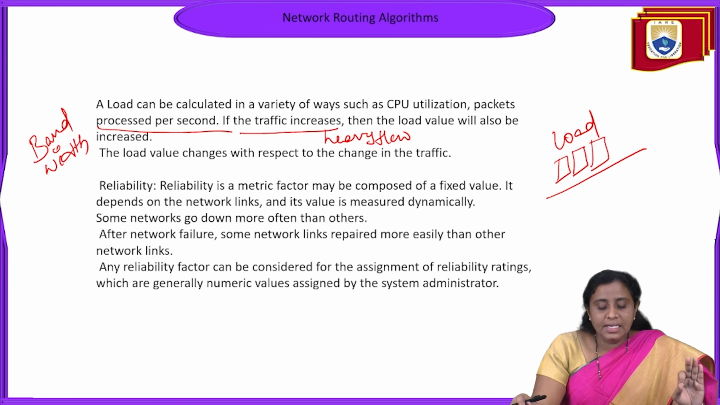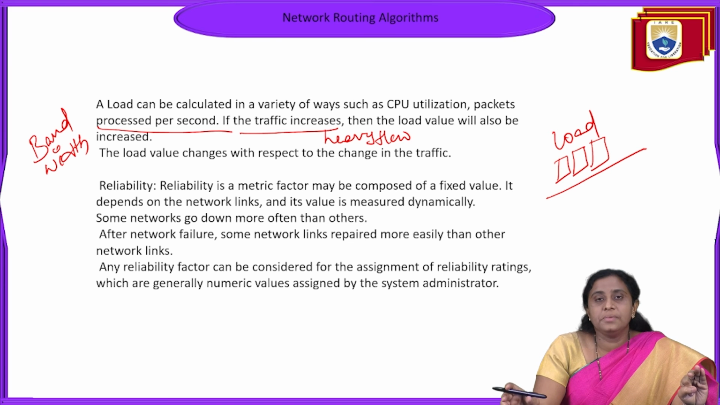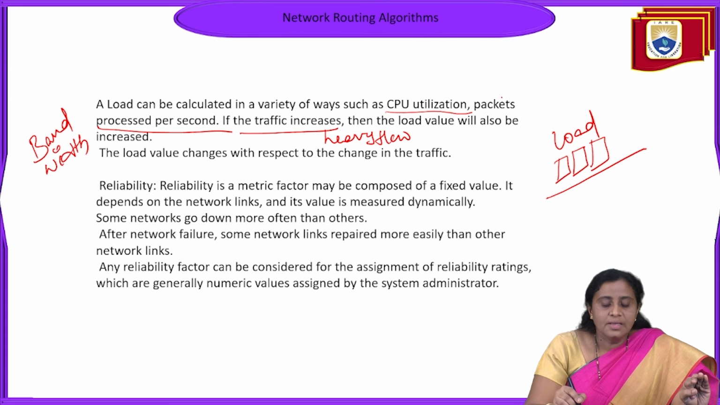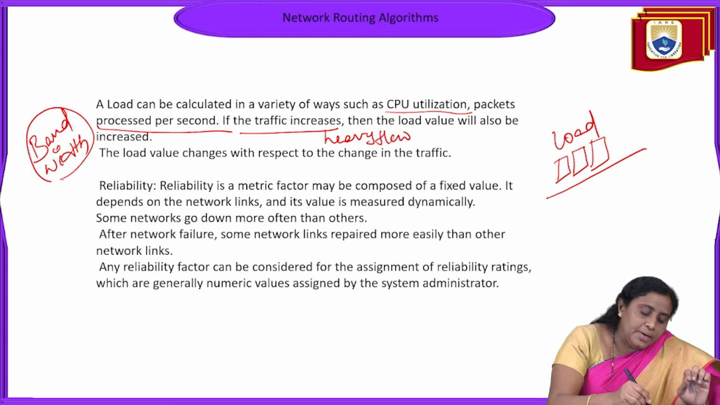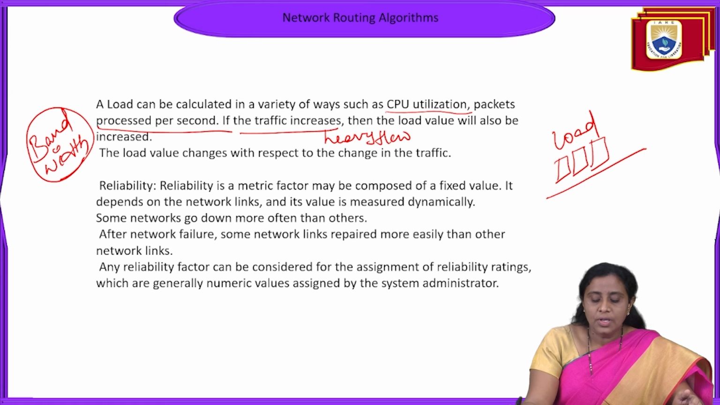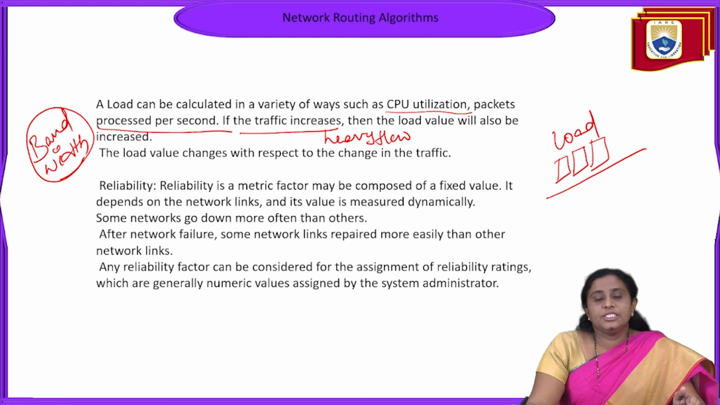What are the three types of measures which we can calculate to transmit the data packet from one node to another node? First of all, the utilization of the CPU. Second is the packets processed per second, that means the parameter or metric bandwidth. And the third one is, when traffic increases, what we can call the condition heavy flow, then the load value will also be increased. The load value changes with respect to the change in the traffic.